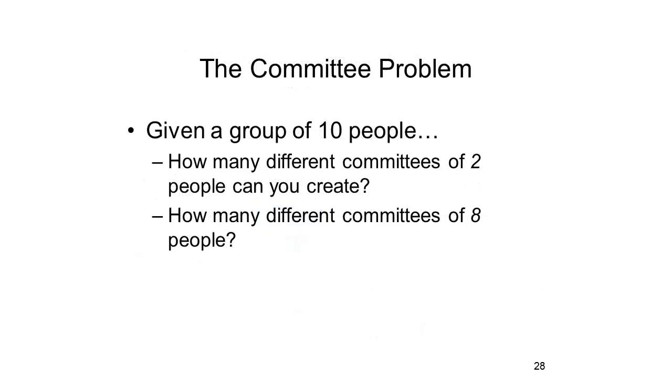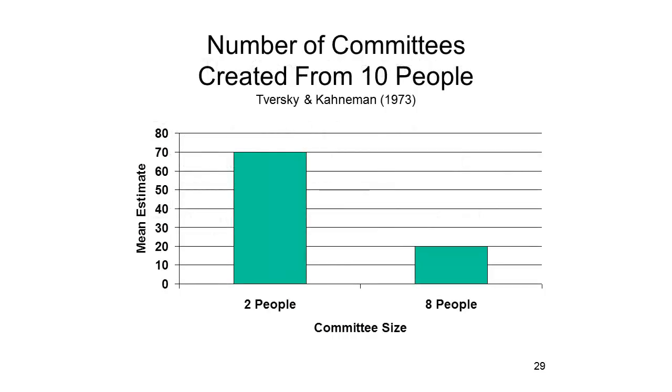Here's another example, known as the committee problem. Given a group of 10 people, how many different committees can be formed consisting of 2 individuals? That was the question posed to one group of subjects. Another group of subjects was asked a similar question but with a different number. How many different committees of 8 people can you compose? The result of the experiment is that most people estimate that you can form lots of committees of 2 out of a group of 10, and only a relatively few committees of 8 out of a group of 10.